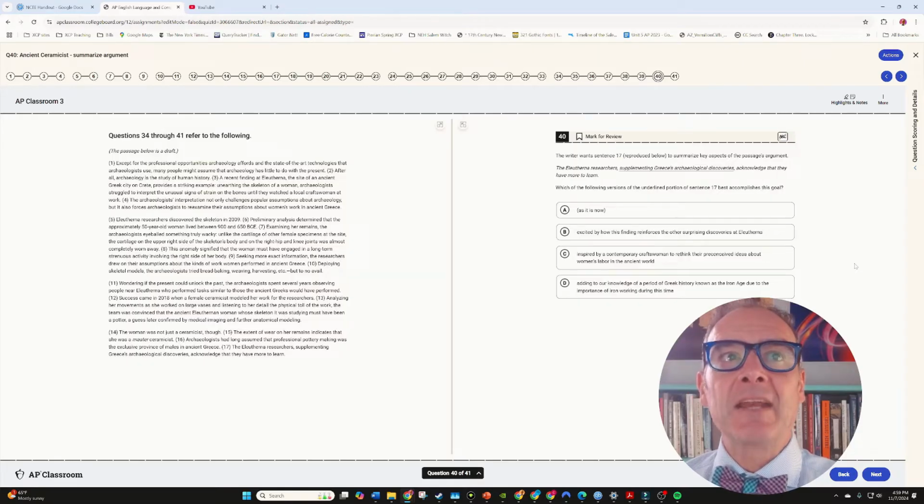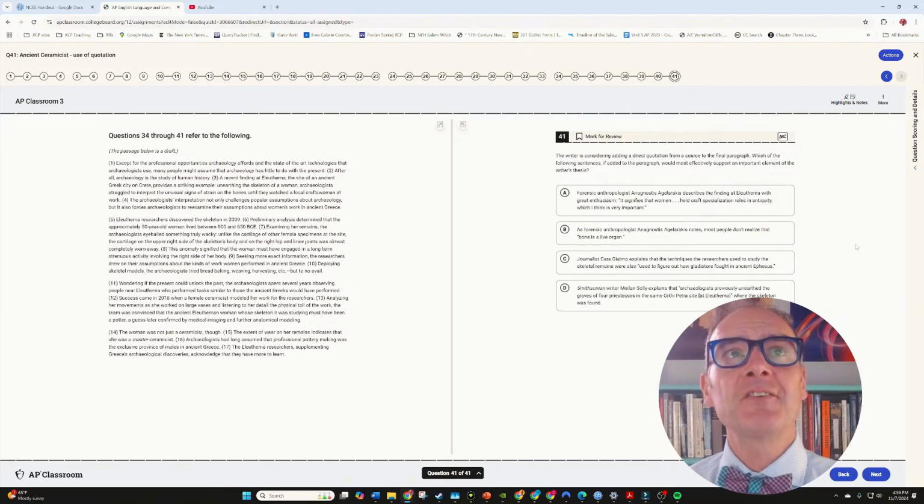D, adding to our knowledge of a period of Greek history known as the Iron Age due to the importance of iron working during this time. So this one, I'm going to say, is just clearly wrong, because there's nothing about iron working in this passage. You're only going to pick D if you didn't read the passage at all. So the answer is clearly C.